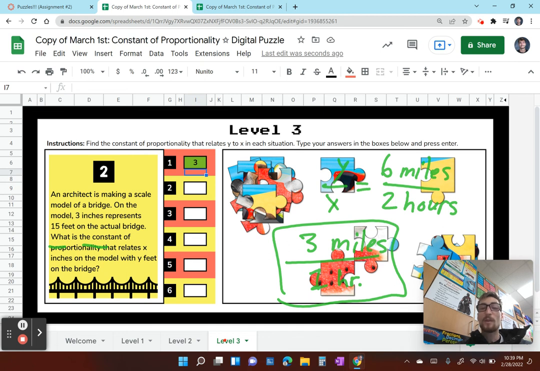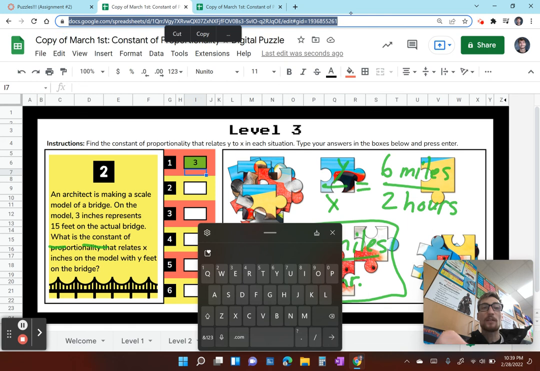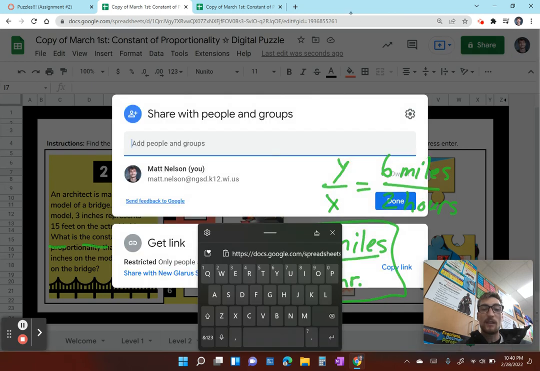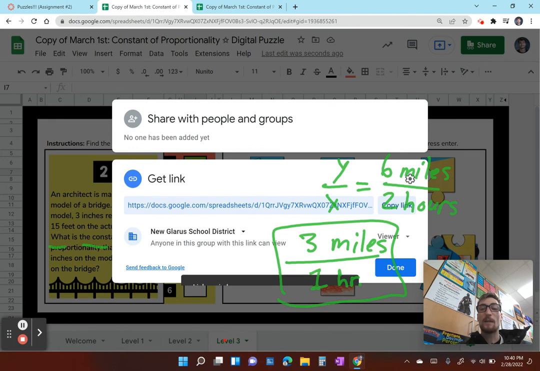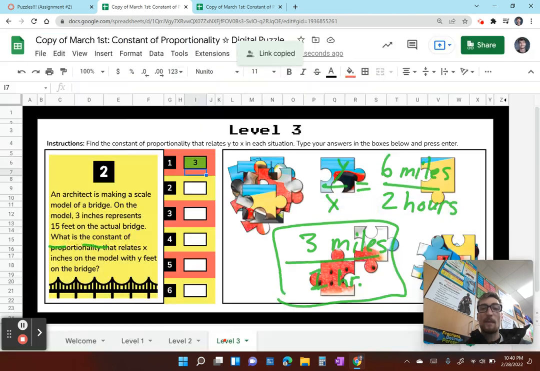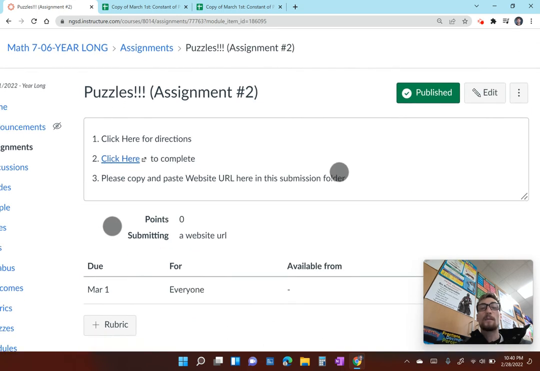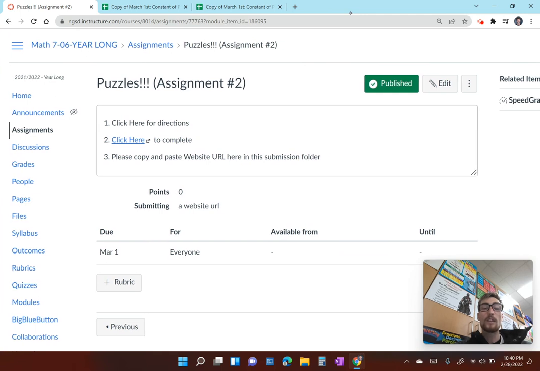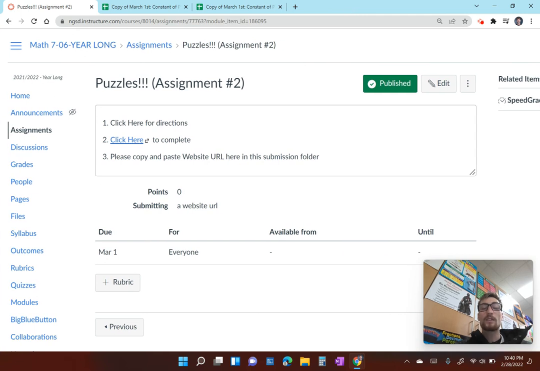You guys can work with a partner, but please, at the very end, do copy your link. You can copy it up top here by clicking on it, hitting copy, or you can hit the share button, and then you can share with New Glarus School District and copy that link that it gives you. And then you're going to go to your Canvas submission box, and it's going to be a website URL that you're going to be submitting. So you're just going to paste that URL that you just copied, and hopefully I'll be able to view it so I can see your completed work and see your beautiful puzzles all put together.